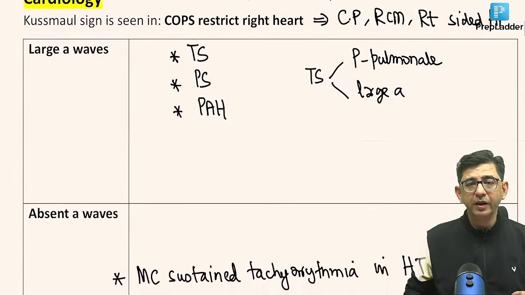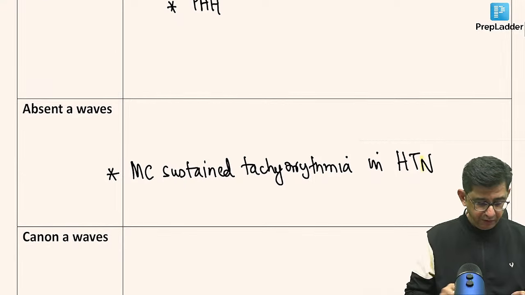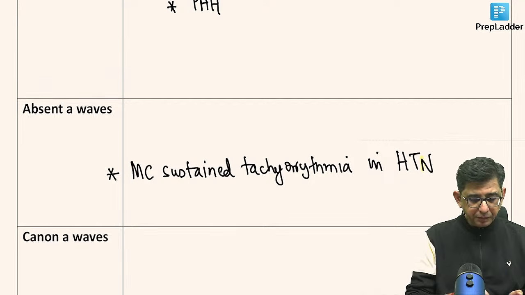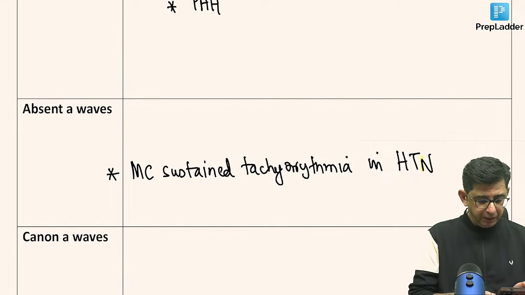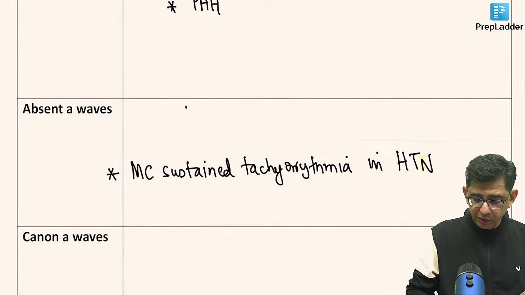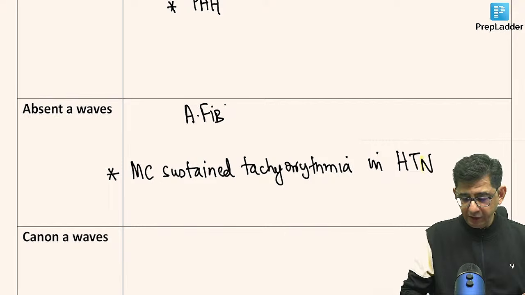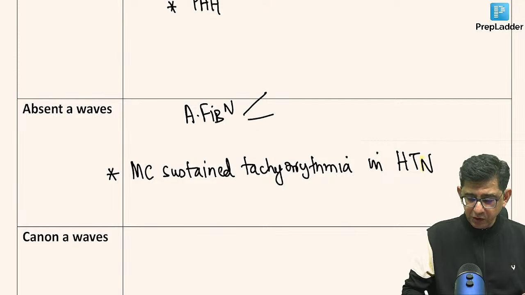And now we'll migrate to the subsequent part of the discussion where we'll be speaking regarding condition where I would be having absent A waves present. Okay. So let's focus on absent A waves. That would be with respect to atrial fibrillation, which is one of the commonest arrhythmias. And atrial fibrillation is again asked because of the 3 reasons.